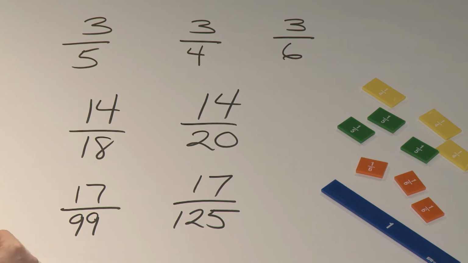We can extend this idea to 17/99 and 17/125. These are fractions that we don't usually compare in real life, but we may encounter them sometimes. We can think about them in the same way. 99ths would be a little bit larger than 125ths. And since we have the same number of both fractions, we can reason that 17/99ths is greater than 17/125ths.